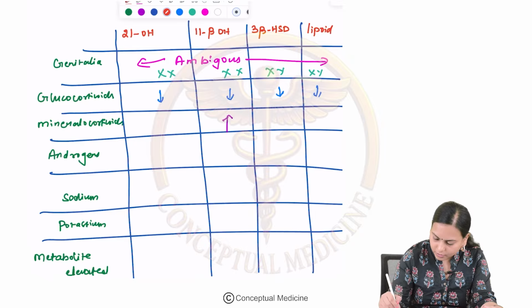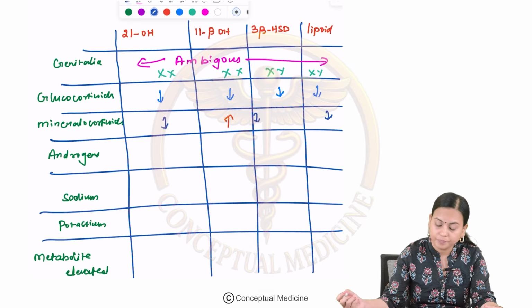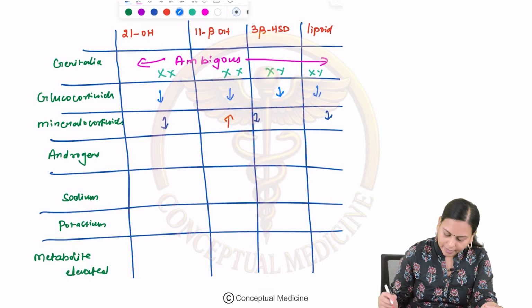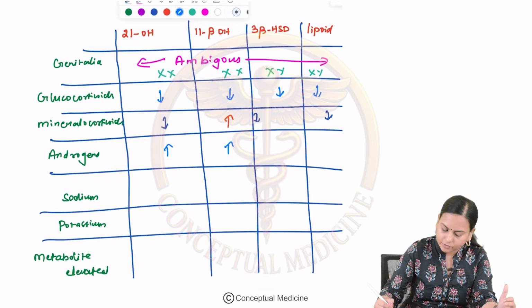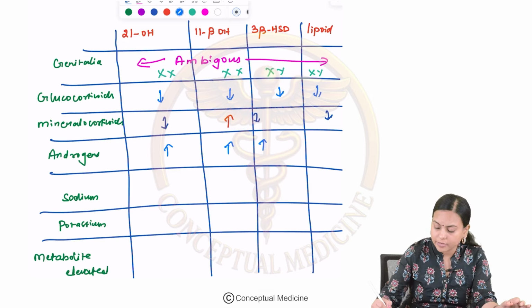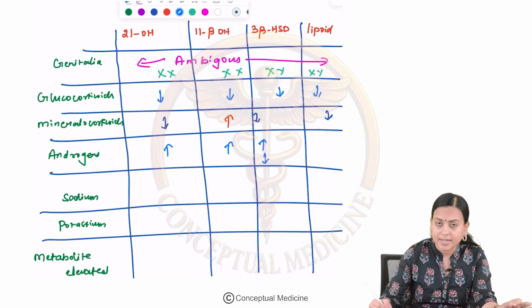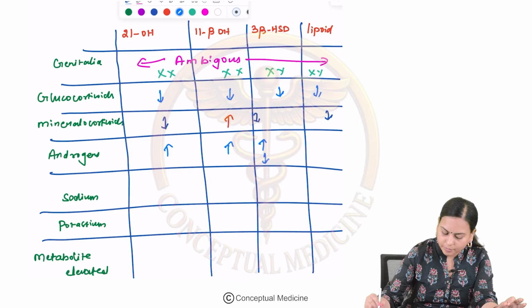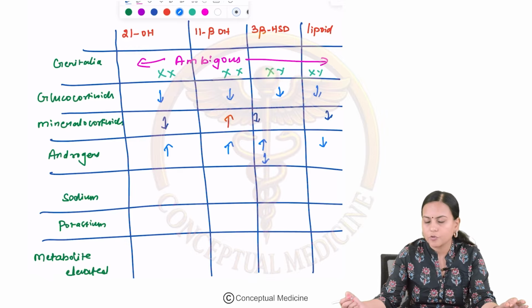Okay, so let me give it with a warning so that you will understand. Here it is going to be increased, whereas in other conditions this is going to be reduced. Clear? And then let's see about the androgens. Androgens are increased in 21 hydroxylase deficiency, 11 beta hydroxylase deficiency, and in 3 beta hydroxysteroid deficiency, the androgens can be increased or reduced. Okay, because in 3 beta hydroxysteroid deficiency, it can happen in either way. That one you have to remember. And in lipoid type of congenital adrenal hyperplasia, it is going to be reduced.